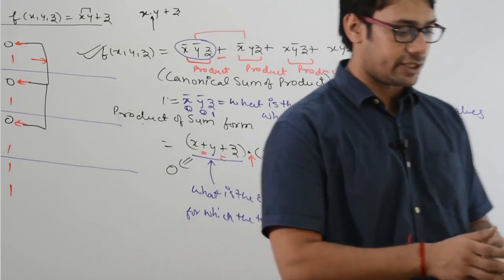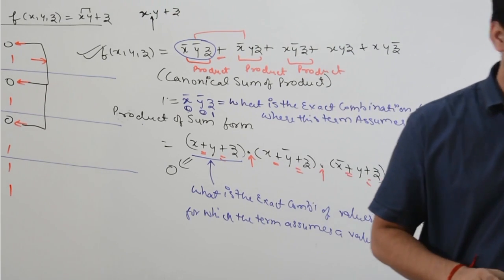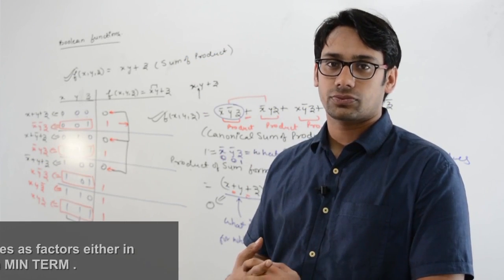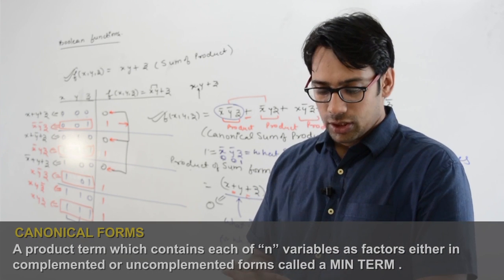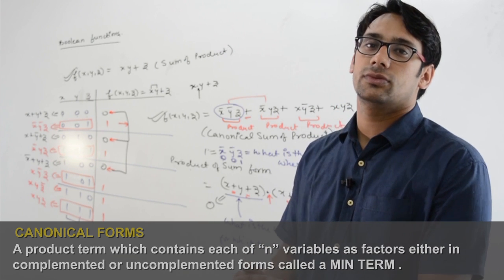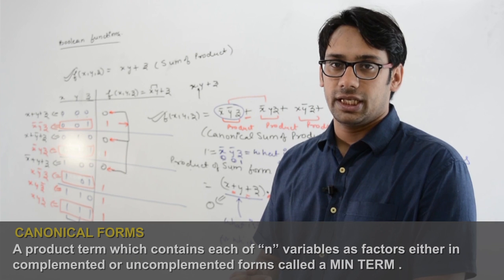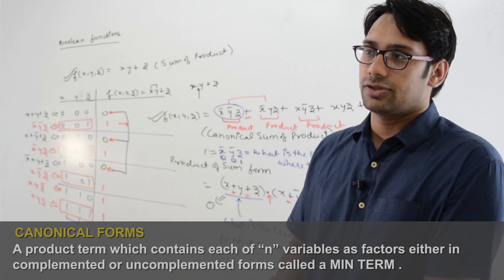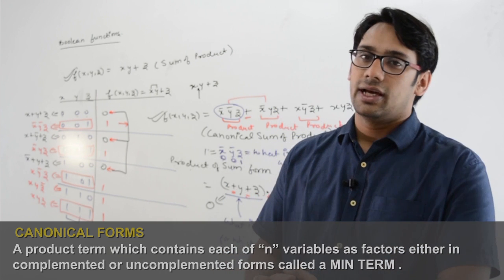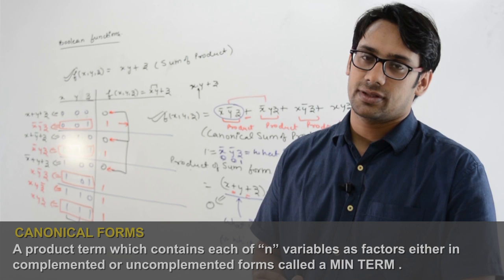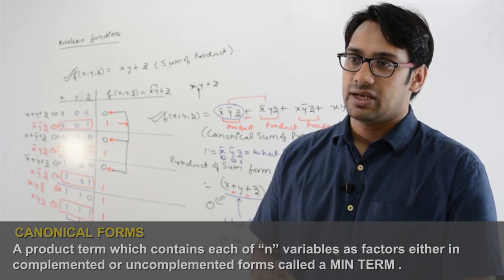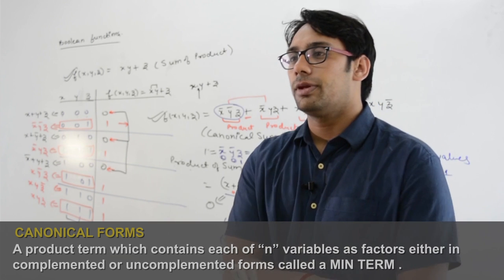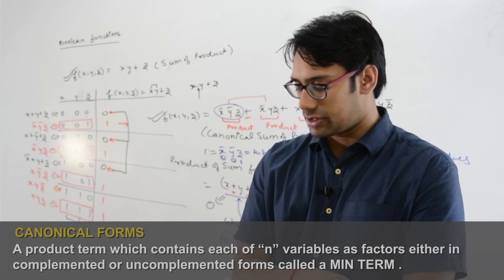These are the sum of product and product of sum forms. Now let us write. I'll dictate and try to follow with me. Try to write in your notebook. So write down what is the canonical form first. Canonical form: a product term which contains each of the n variables as factors, either in complemented or uncomplemented form, is called a minterm.